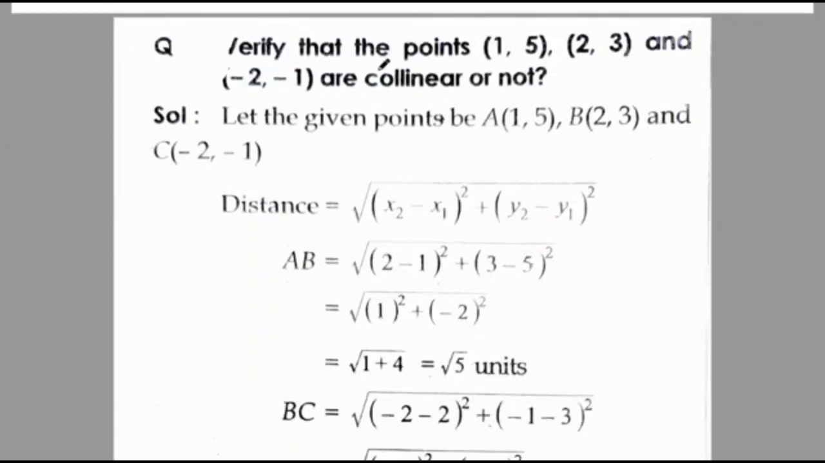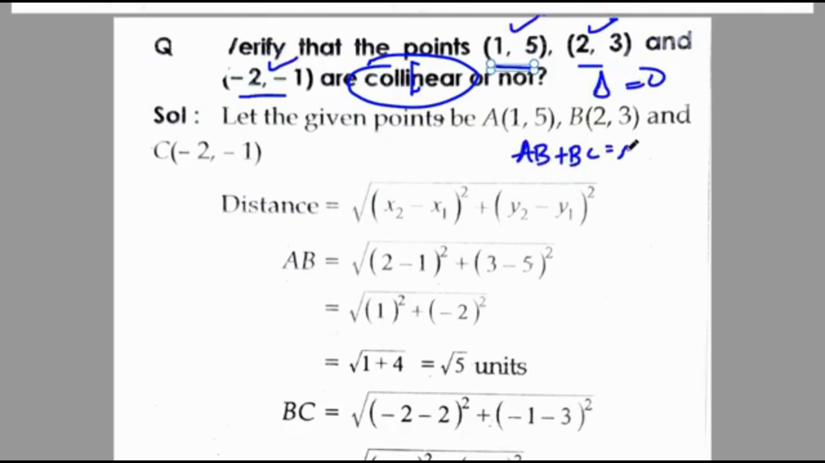Now we'll see the problems. Verify whether the points 1, 5, 2, 3 and minus 2, minus 1 are collinear or not. So there are two ways to prove collinearity. One is using the area of triangle, students. If the area of the triangle is 0, then these points are collinear. The other is if we prove AB plus BC is equal to AC, then these points are collinear.